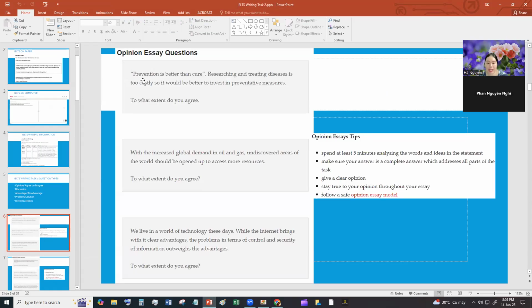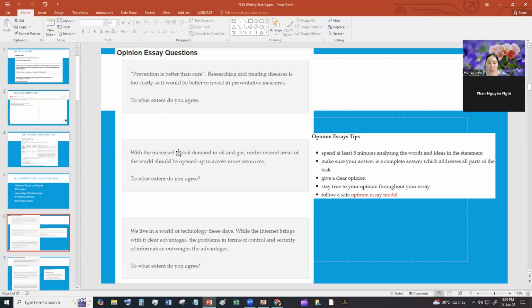So these are some examples. First off, you'll be given some kind of opinion in the form of statements. For example, prevention is better than cure. Researching and treating disease is too costly, so it would be better to invest in preventative measures. To what extent do you agree? So you see, there will be some kind of background information together with some opinion, and we must express our opinion on the issue.